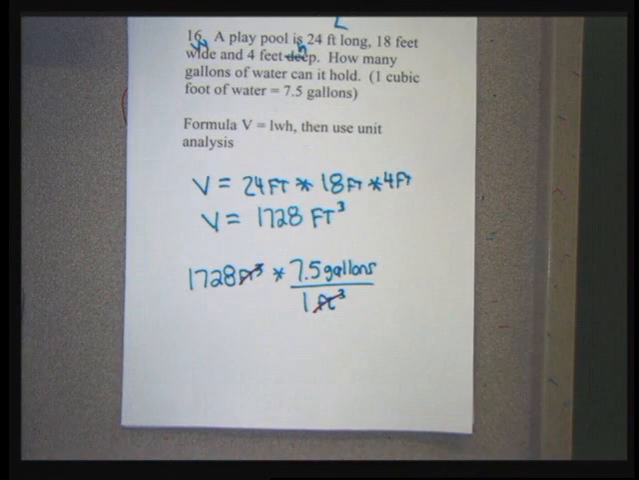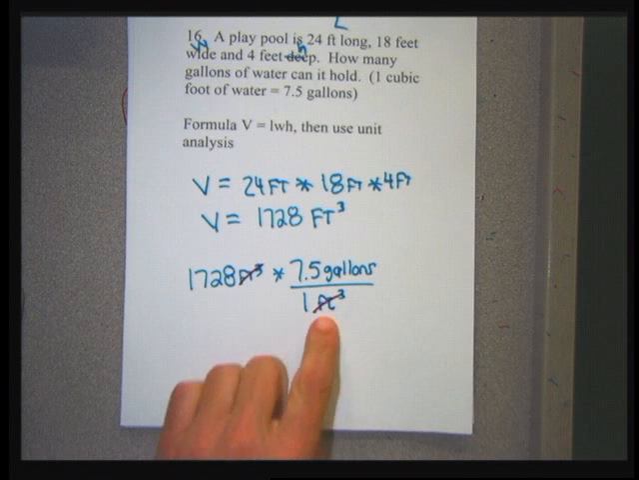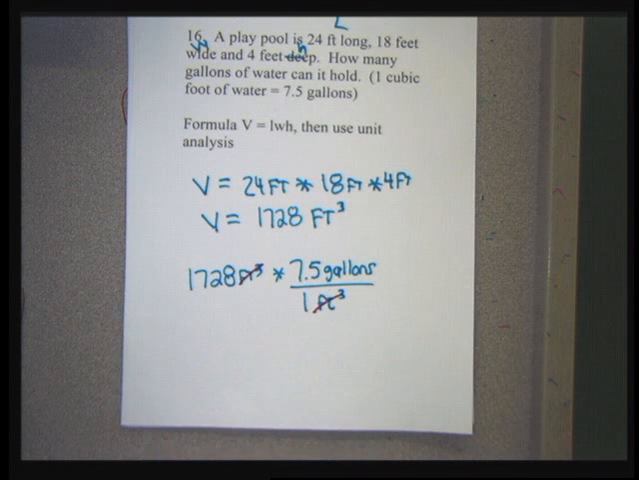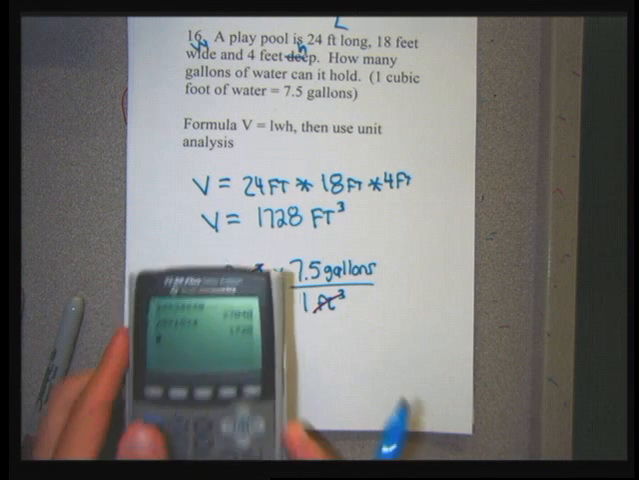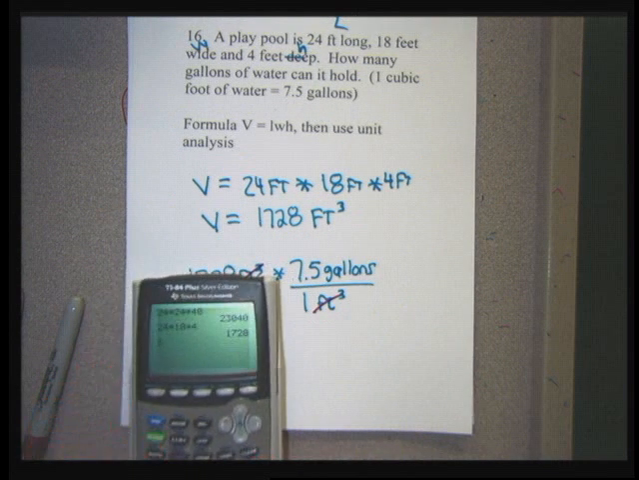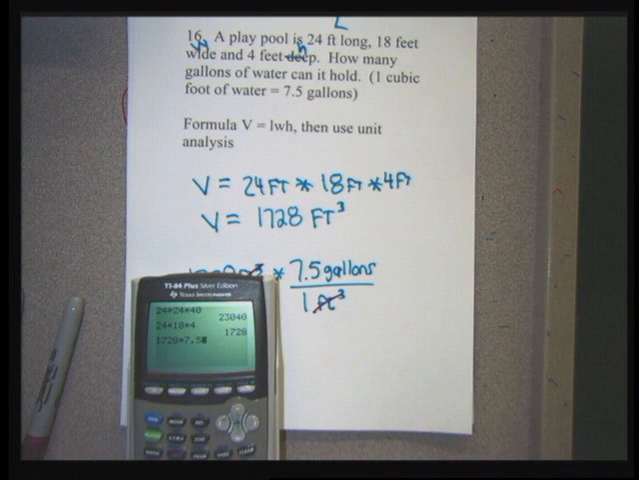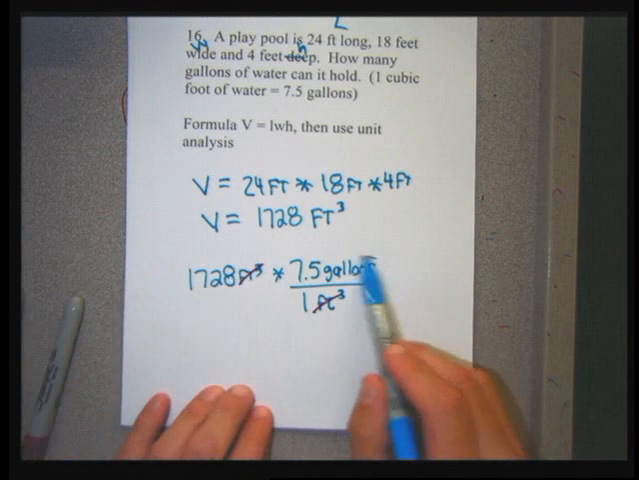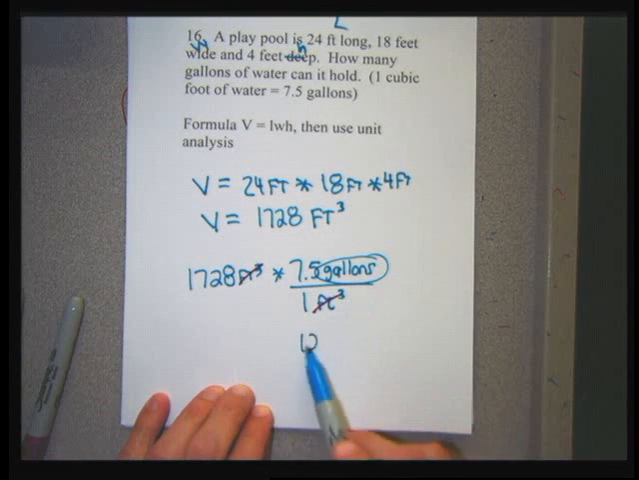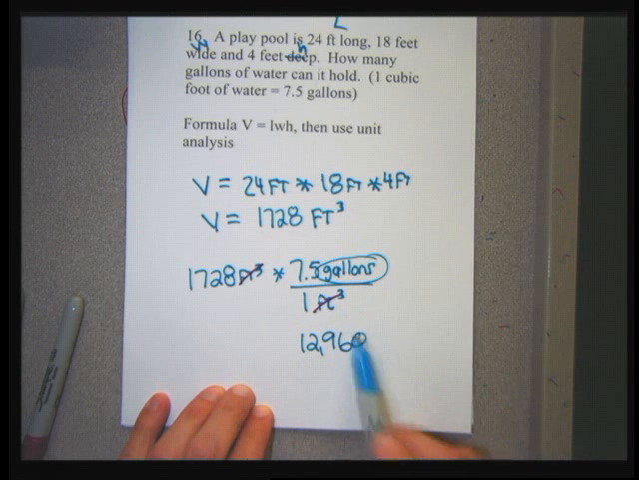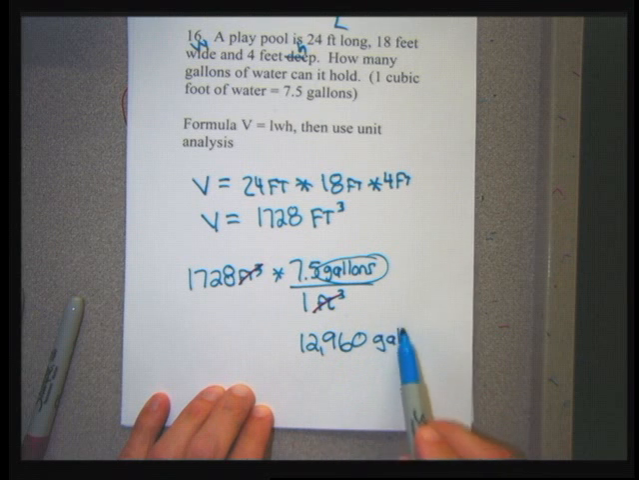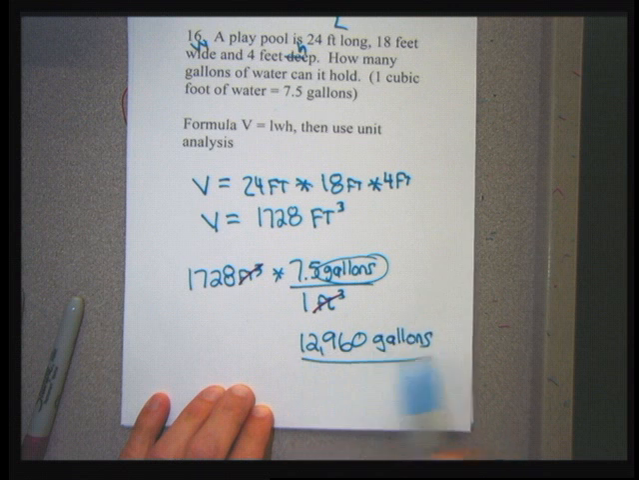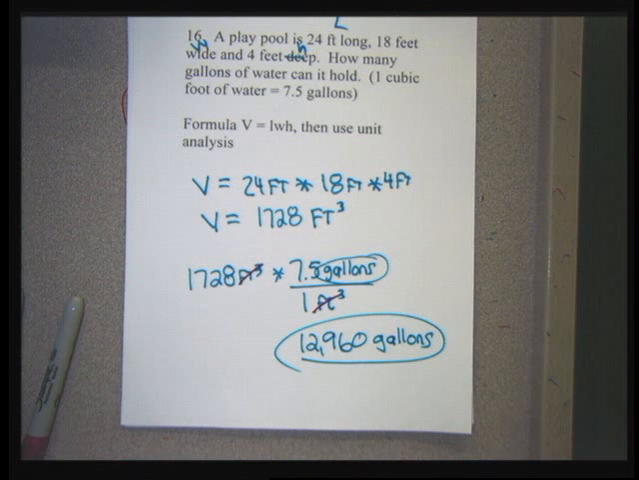When I do unit analysis, I put in the bottom what I'm trying to get rid of, in the top what I want. I wanted gallons, so I put those up top. Want to get rid of feet, I put those on the bottom. The numbers now are on the same level, so I'm going to multiply them. 1728 times 7.5, and I get 12,960. The units are gallons. The only units left here is gallons. So this pool is 12,960 gallons. I think that seems reasonable. I think that's a reasonable amount of water for a pool.